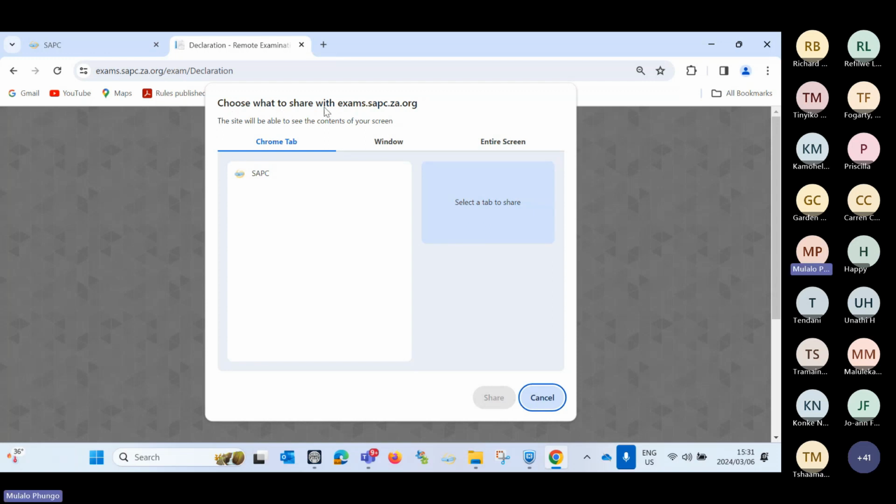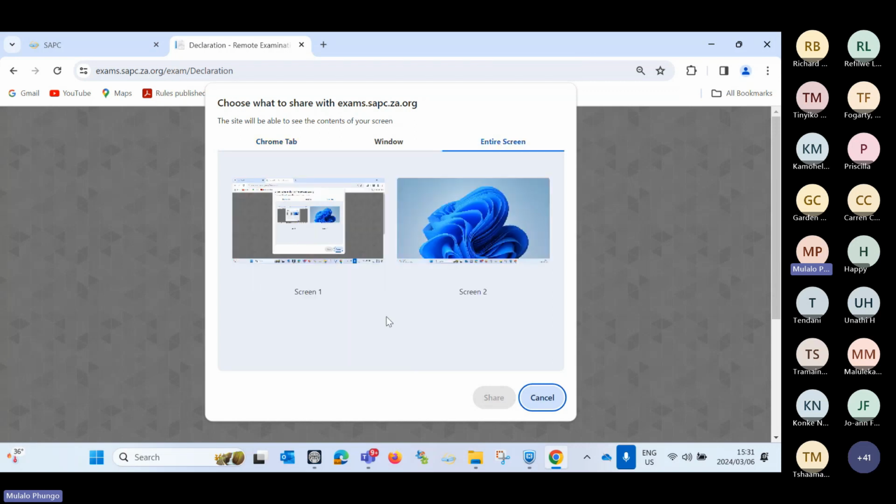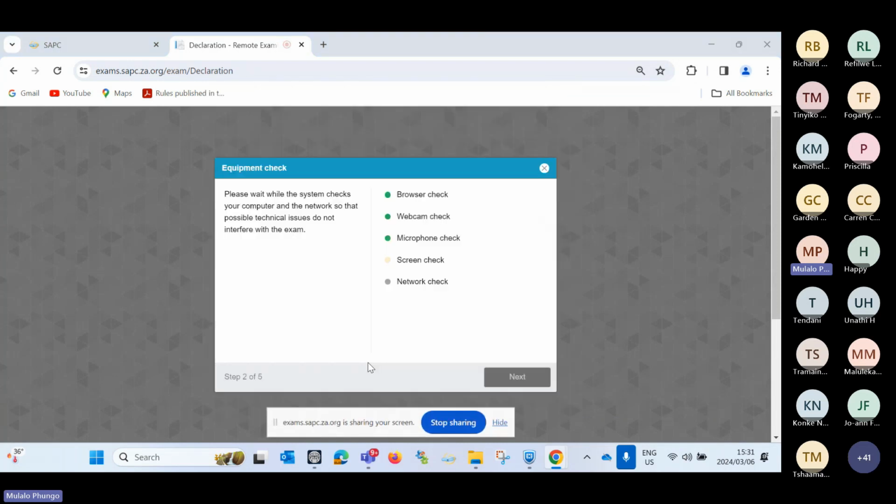Choose what to share with exams.sapc.za.org. This site will be able to see the contents of your screen. I then need to say, I'm going to share the entire screen. I am obliged to share the entire screen for the purposes of logging in and writing the examination. I will click that I want to share, and I'm going to say, please share any one of the screens.